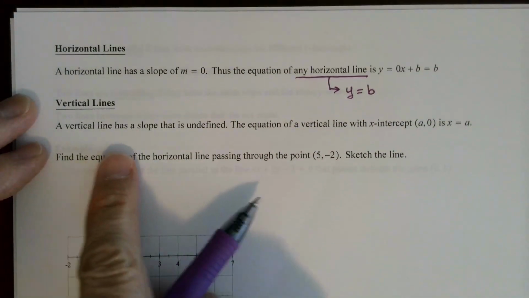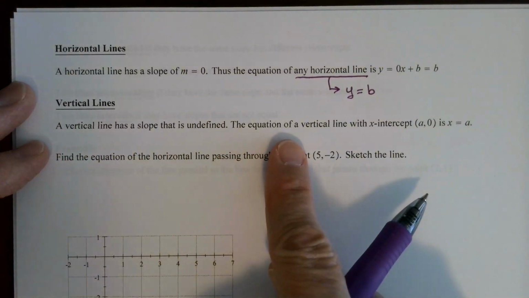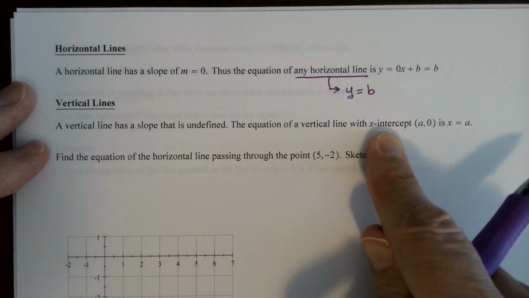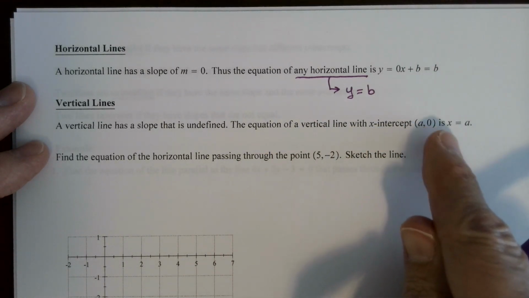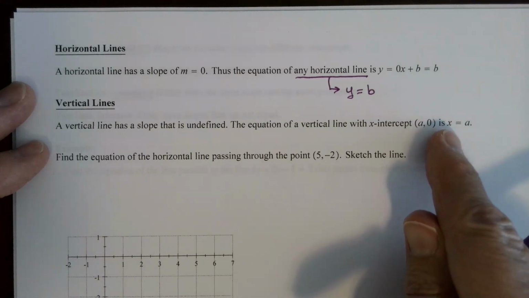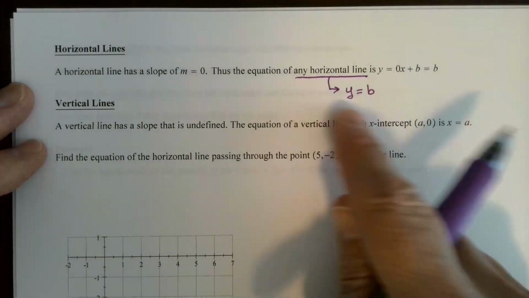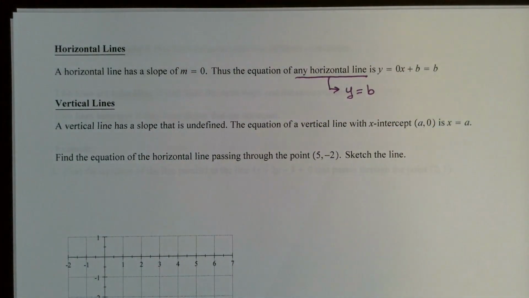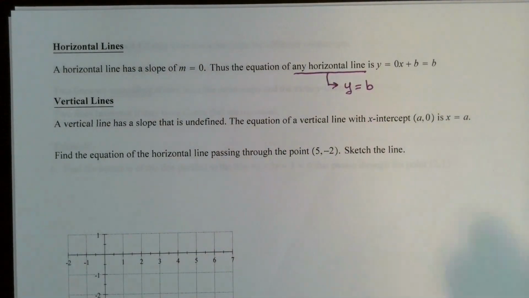Vertical lines have a slope that's undefined. What's the equation of any vertical line then? Well, if it's going to have an x-intercept of (a, 0), then the equation of the line is x equals a. So vertical lines: x equals a. Notice when I say y equals b, that means x can be anything. Horizontally, x can be anything. Vertical lines, x is a fixed value and y can be anything.